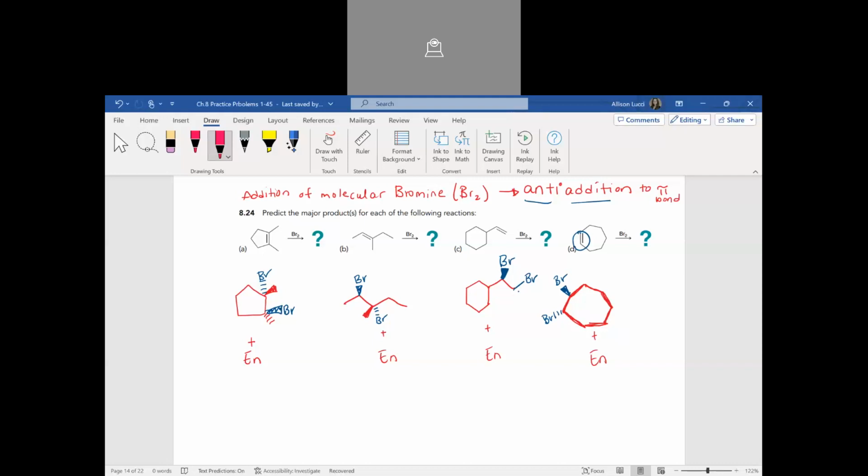And if you look in the textbook, it shows you the mechanism and the intermediate that forms, and which prevents a syn addition from occurring. So remember, with molecular bromine, we will always have anti-addition across our pi bond.